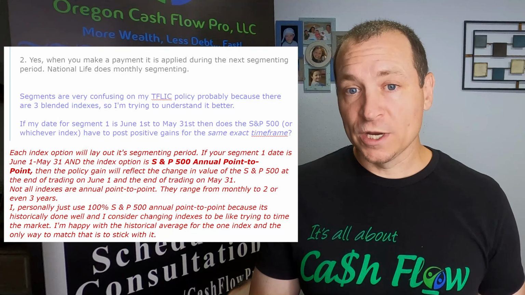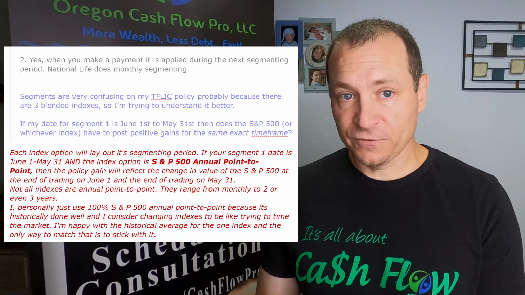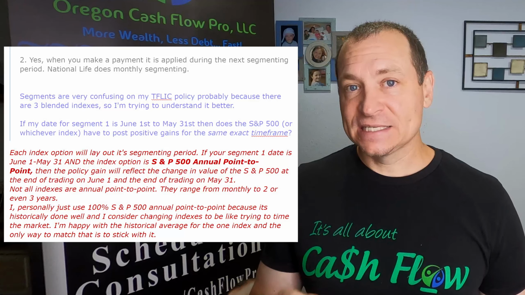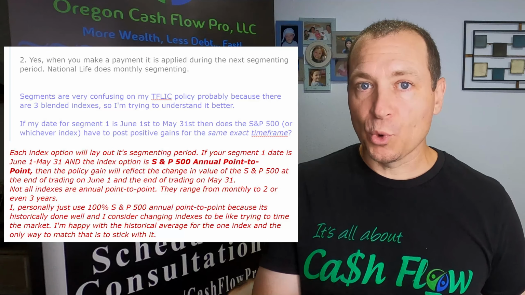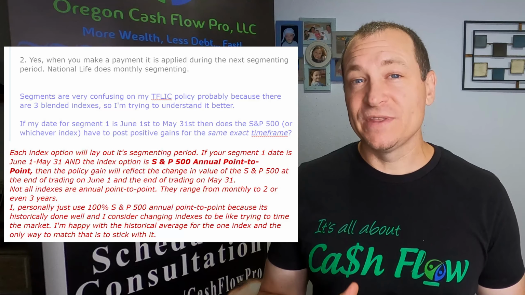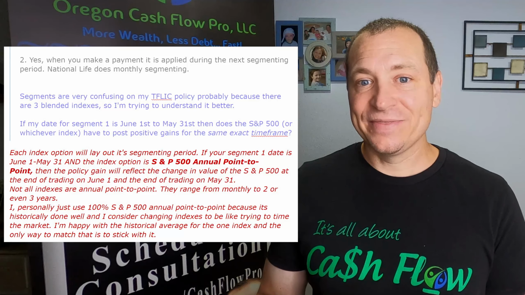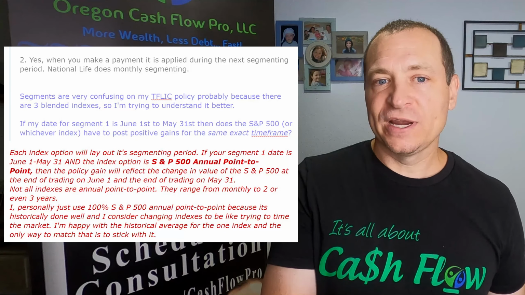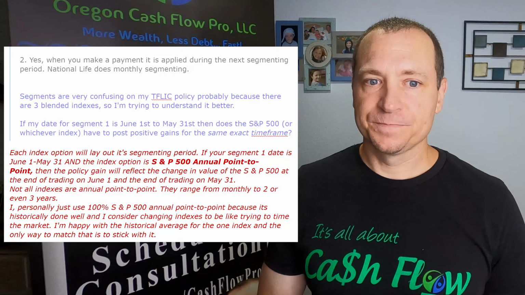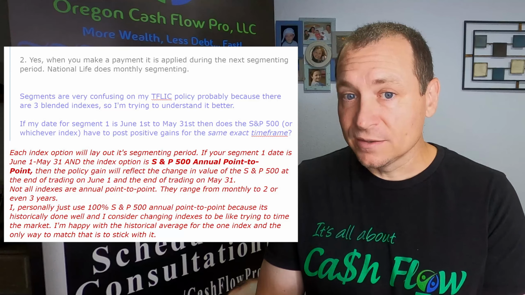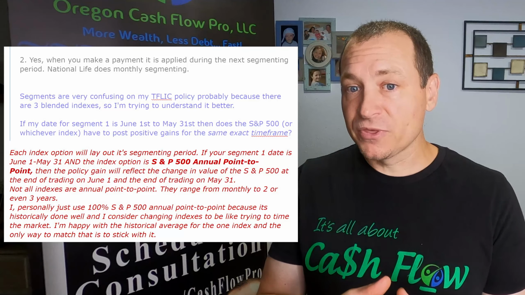If your segment 1 date is June 1st to May 31st, and the index option is the S&P 500 annual point-to-point, then the policy gain will reflect the change in value of the S&P 500 at the end of trading day on June 1st and at the end of trading on May 31st. Now, not all indexes are annual point-to-point. They range from monthly to even 2 or 3 years.